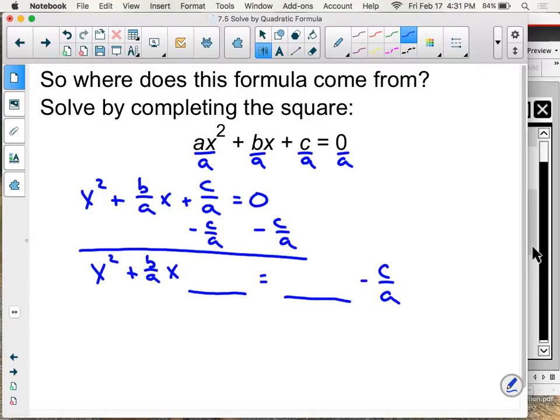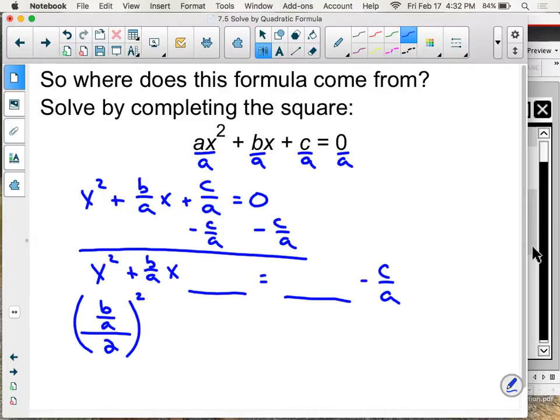So now what we have to do is figure out the number that goes in that blank space. If you remember, you took the coefficient of the x, the middle number, and divided it by 2. You didn't put in parentheses yet. You took that middle number, divided it by 2, and then squared it. That looks pretty ugly, so we have to simplify that a little bit.